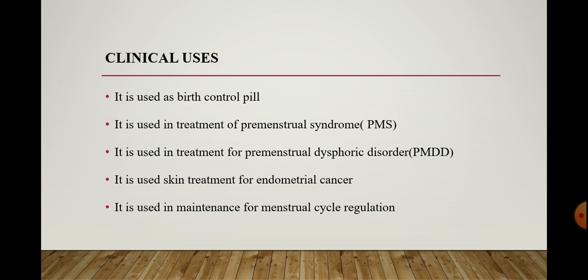Next are the clinical uses. It is used as a birth control pill. It is used in the treatment of premenstrual syndrome. It is used in the treatment of premenstrual dysphoric disorder. It is also used in the treatment of endometrial cancer. Next use is maintenance for menstrual cycle regulation.